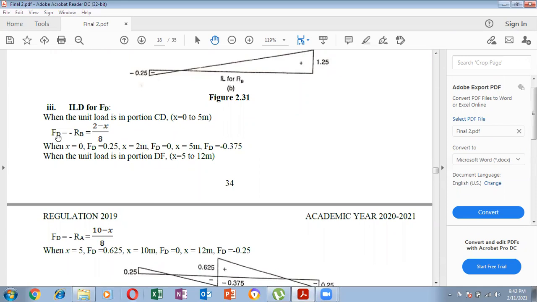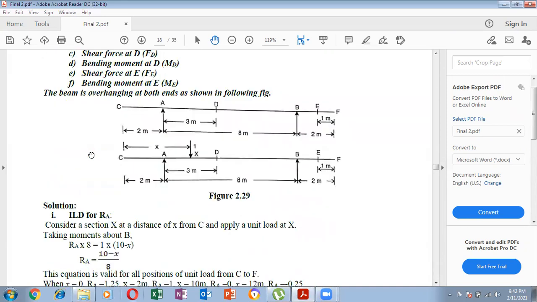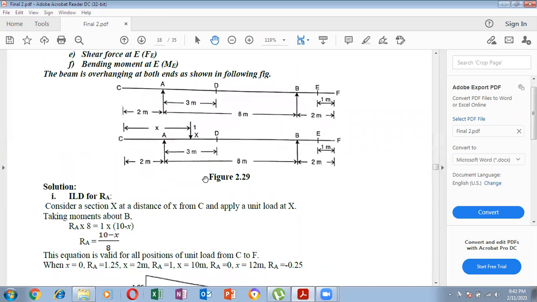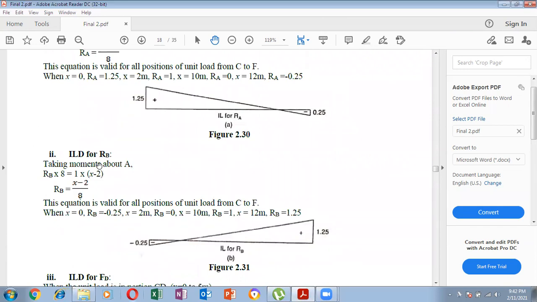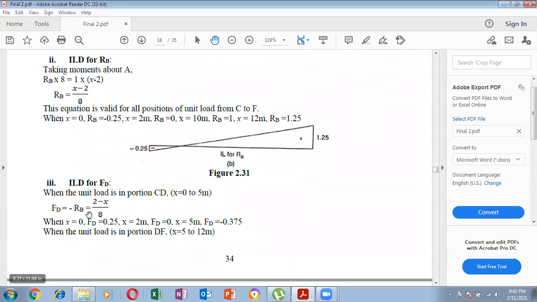So shear force is nothing but the summation of vertical forces. FD is equal to either, so it is an anti-clockwise, minus RB or plus RA minus 1. So which is easier? We will take RB. So minus RB, which is equal to 2 minus H by 8. Substitute the boundary condition. H is equal to 0, FD equal to plus 0.25. And when H is equal to 2, FD equal to 0.